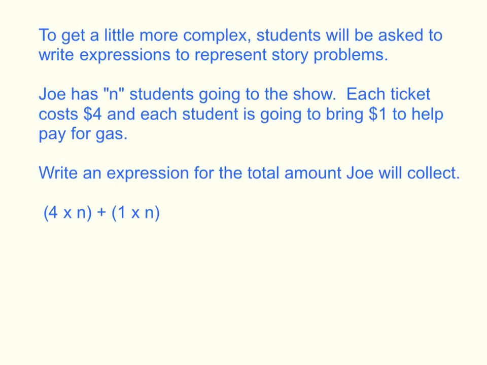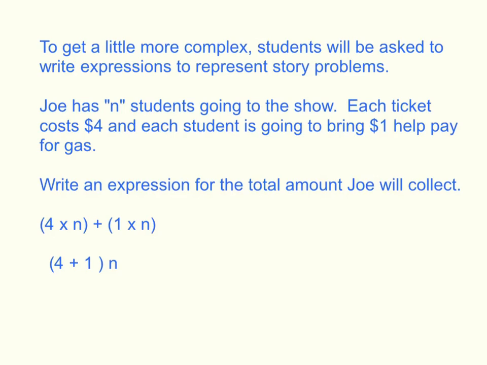The initial expression will be 4 times n plus 1 times n. 4 representing the cost of each ticket times whatever number of students we have, and 1 representing the cost to pay for gas times whatever number of students are going.